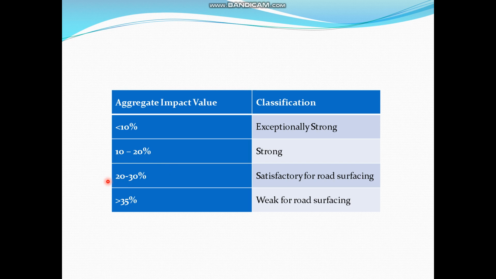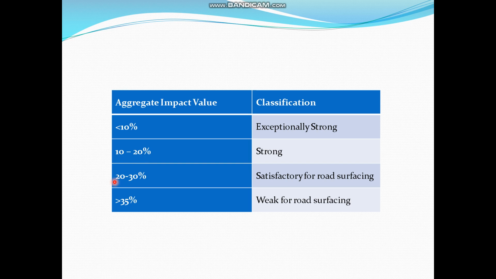This percentage should be less than 30%, and if it comes out to be more than 30%, then we do not use the aggregate for placing in our road. That is, it has failed the impact value criteria. And even if it is less than 30%, we try to take the aggregate which is the toughest, because we want it to bear as much load as possible. So there are 3 sub-criteria: if it is less than 10%, it is exceptionally strong, 10 to 20 is strong, and 20 to 30 is satisfactorily strong.